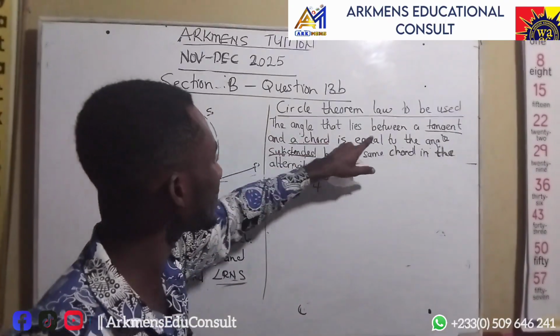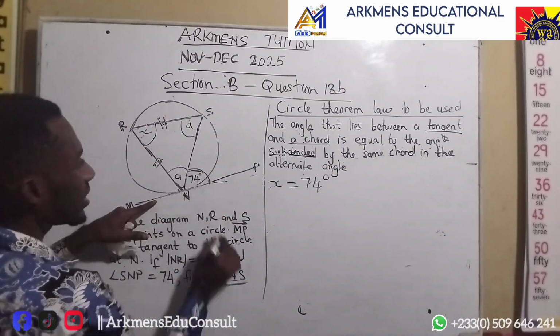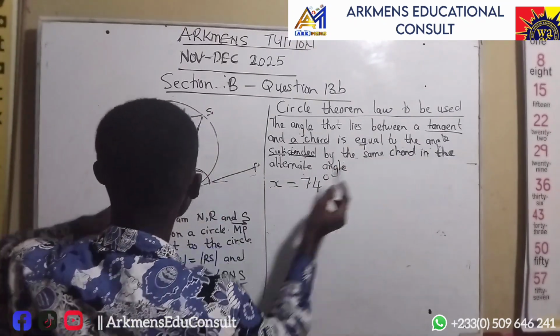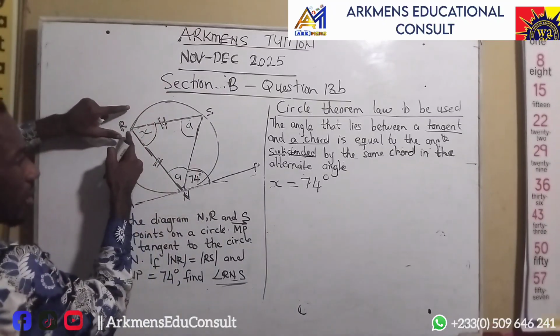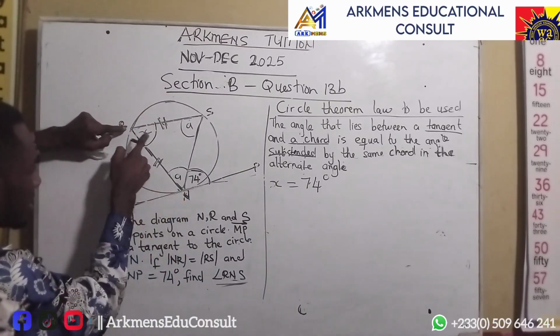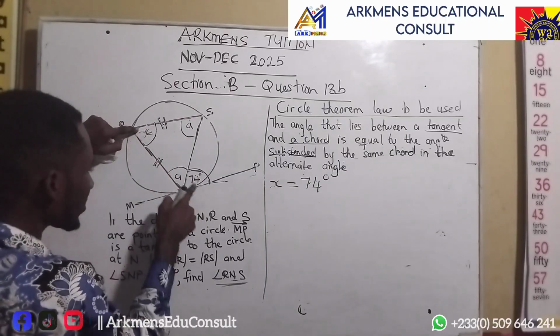The angle that lies between the tangent and the chord, this angle over here, is equal to the angle subtended by the same chord. I get it in the alternate angle, so this angle. So that's why X is equal to 74.